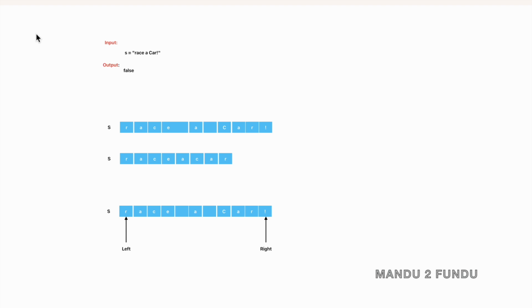Let's look at how we can solve this problem using the two-pointer approach. For this input, after removing the space and the exclamation, and after converting the uppercase to lowercase, it will be like this. Then we compare the characters pointed to by the left and right pointers. If they match, then we continue. If they don't match, then we return false.